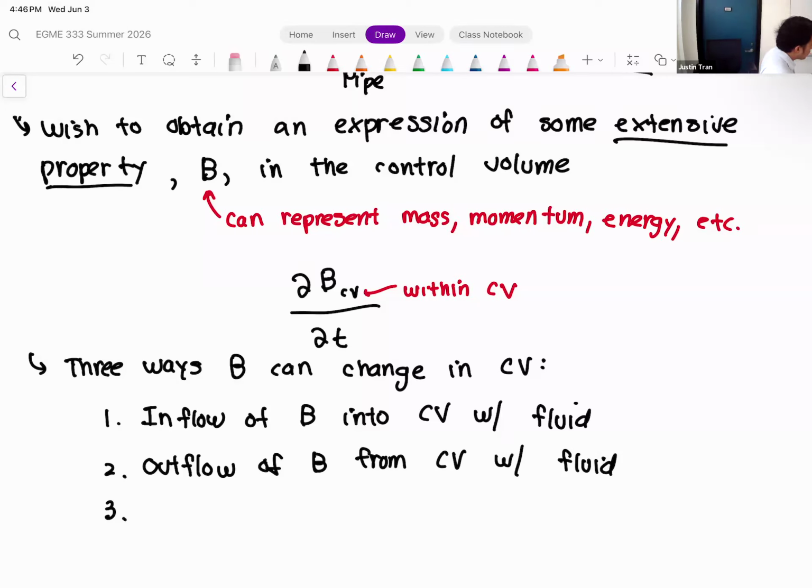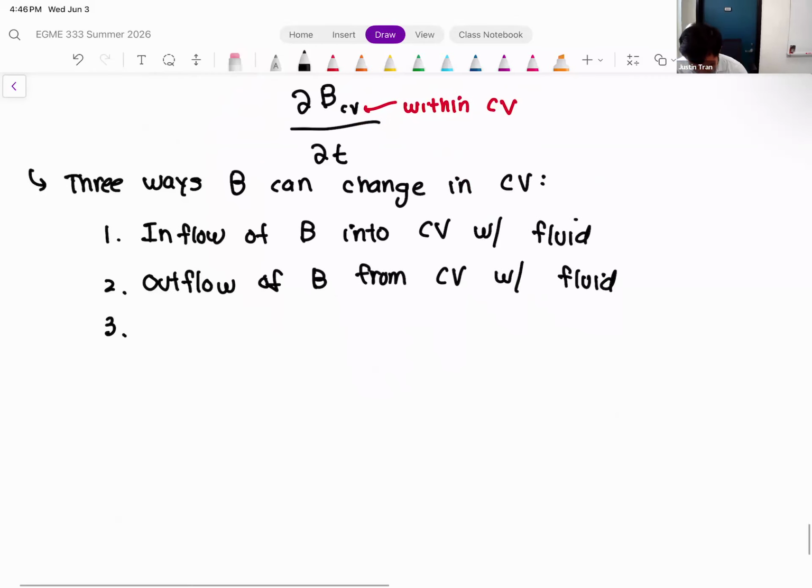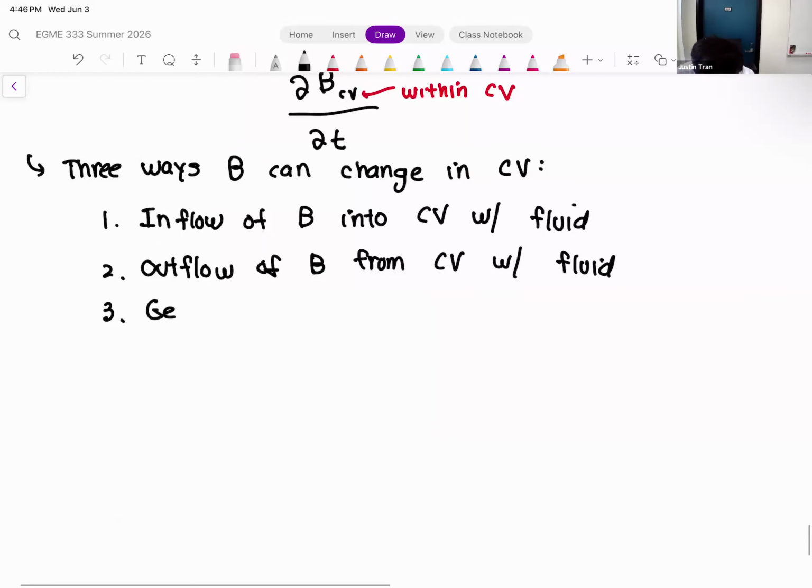Right, and then the number three way that the quantity of B can change within the control volume is, let's say that there's some mechanism for B to be either generated or consumed within the control volume itself. In this case, those will be cases where B represents things like energy, right? So you could heat up the fluid in there, and by heating the fluid, you're adding energy into the system. Or if B is momentum, then you can apply an external force that's going to generate momentum in the fluid.